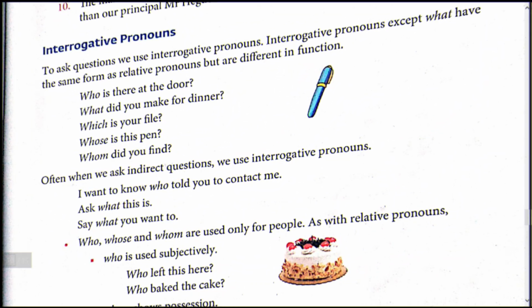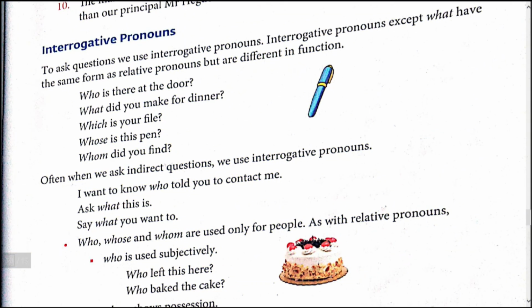The next rule is of interrogative. Now we'll go deeply into interrogative pronouns. Here I start with interrogative pronouns. To ask questions, we use interrogative pronouns. Interrogative pronouns, except what, have the same form as relative pronouns but are different in function. Students, it is simple. Words which are used to ask questions are called interrogative pronouns. Which are they? WH questions. Who, what, which, whose, whom, and so on. So here examples are given.